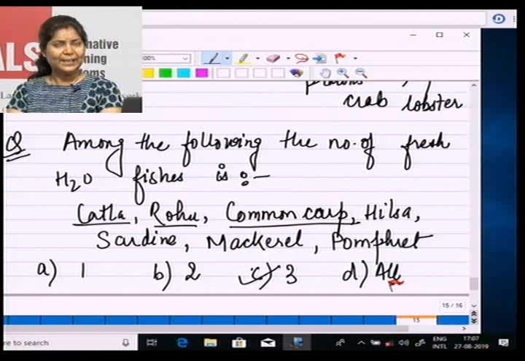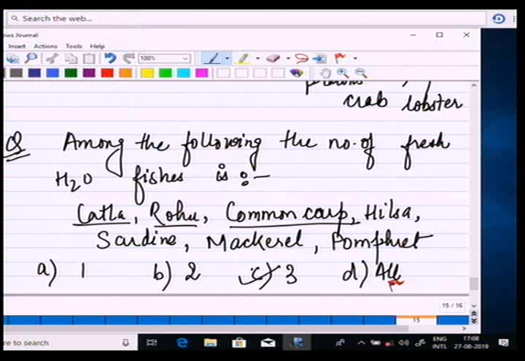Quickly go for a 5 minutes break. We will reassemble at 5:13. Sharp 5:13. Be quick.